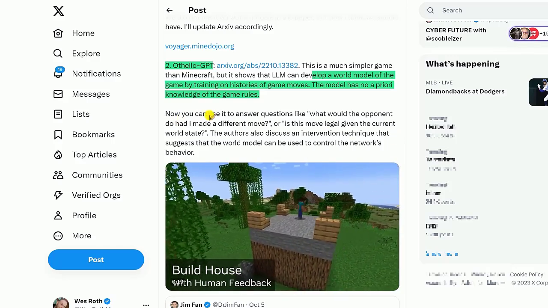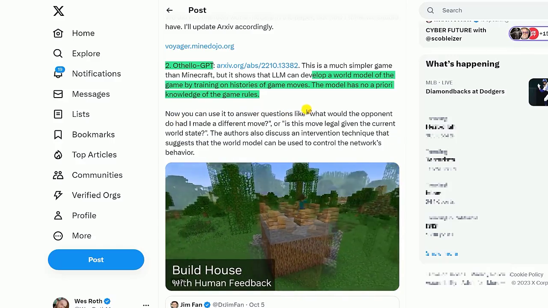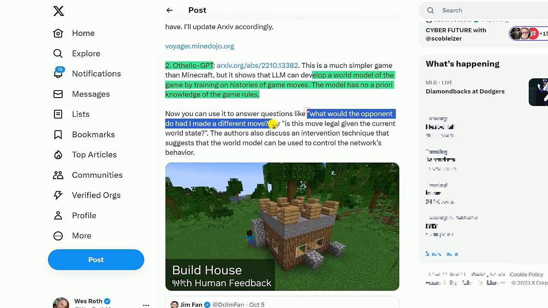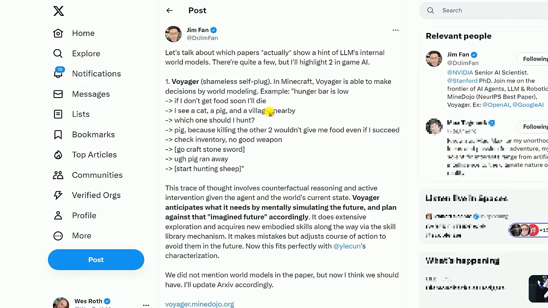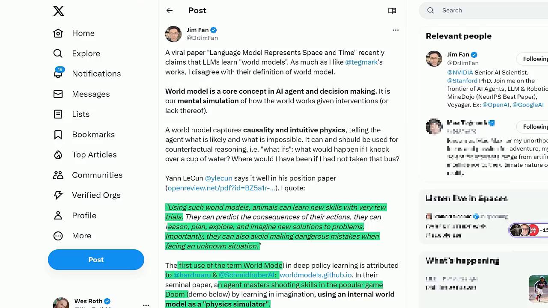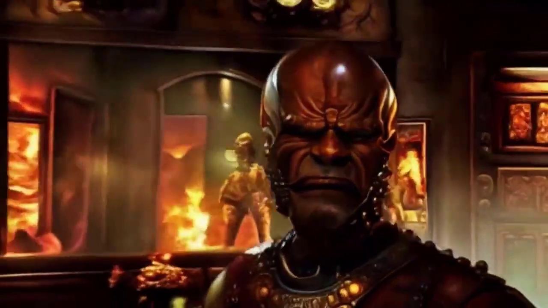So now you can use it to answer questions like, what would the opponent do if I had made a different move? Or is this legal move given the current world state? And again, I'll leave all the links in the description. I do recommend people read this if this is something that's interesting to you.